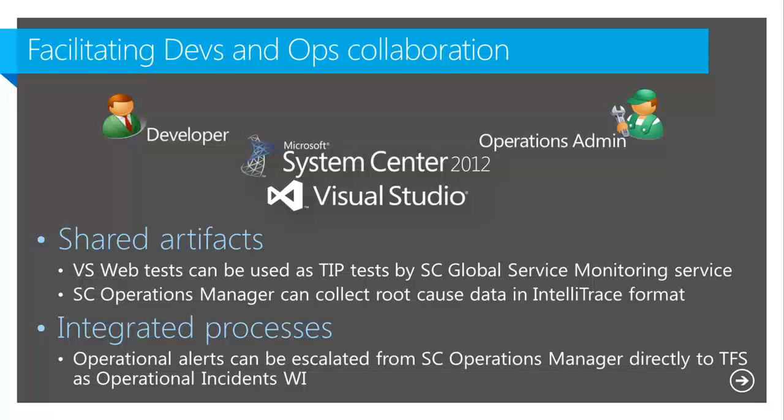Actually, before we do that, sorry, let's talk about a couple of things that we implemented here. We implemented shared artifacts. The shared artifacts are the web tests that we have on the development side. They are used by IT operations right in production. Also, alerts that are shown on the operations side were seamlessly translated into work items that I understand in my Team Foundation Server, and I can use that information right away. Also, IntelliTrace provides the root cause information. We have a very integrated process between Operations Manager and TFS.